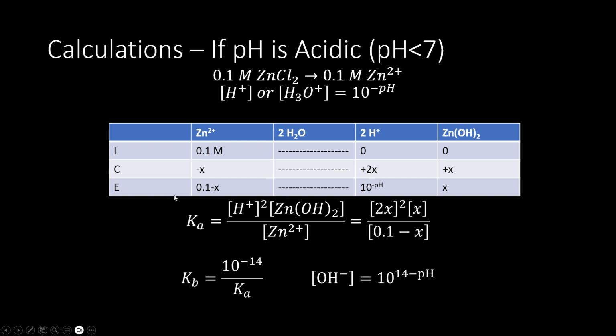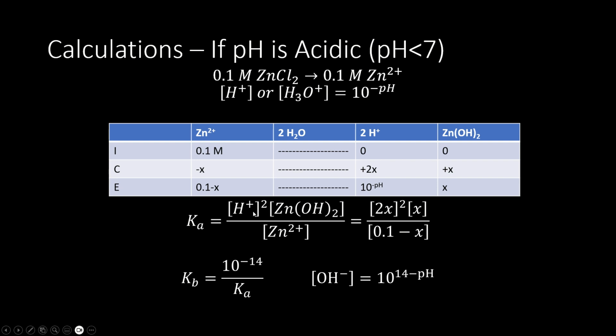Since you have an acidic situation, you can first calculate your Ka for the dissociation reaction using your acidic salt. For this, we take our product aqueous components, hydrogen ion, which because of the stoichiometry, you're going to square that concentration and then multiply it by the zinc hydroxide concentration raised to the first power, divided by the zinc ion concentration, also raised to the first power, all because of stoichiometry. When it comes to this type of chemistry, your stoichiometry shows up twice: once in multiplying your change factor, your X factor, in your ICE table, and as an exponent in your concentrations for your dissociation constant.